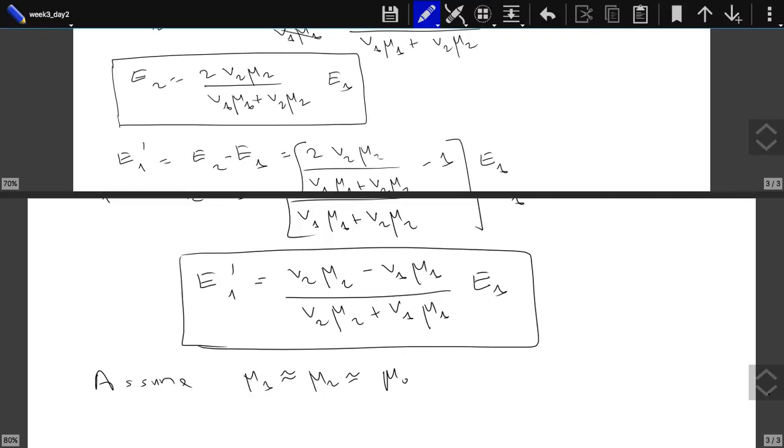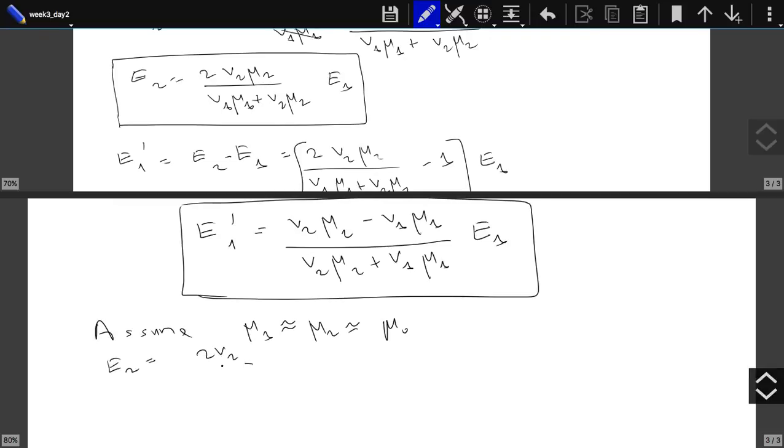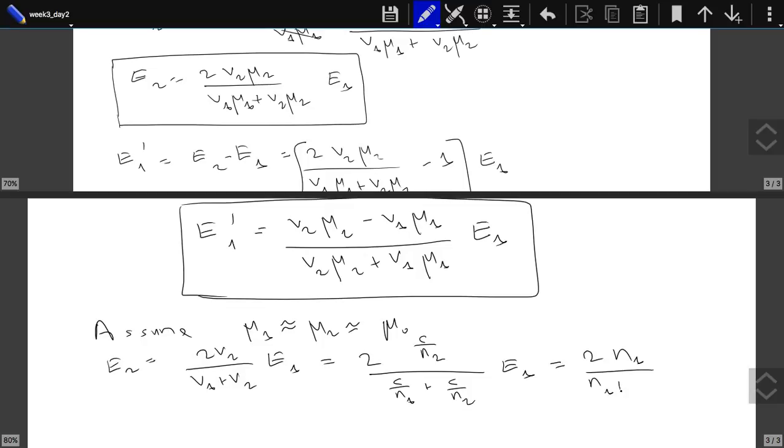Well, in such a case, E2 is equal to twice V2 over V1 plus V2, times E1. Well, V2 is nothing but the speed of light divided by the index of refraction of that medium, so this is twice C over N2, divided by C over N1 plus C over N2, times E1. Or this is equal to twice N1 over N1 plus N2 times E1.